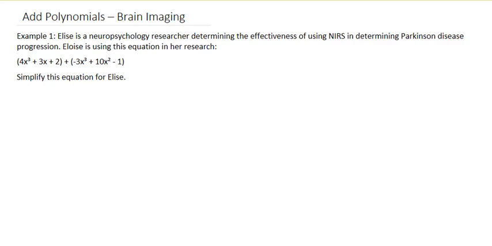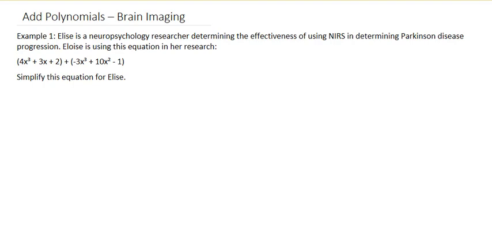Add polynomials. Elise is a neuropsychology researcher determining the effectiveness of using NIRS in determining Parkinson's disease progression. Elise is using the equation in her research. Simplify this equation for Elise.